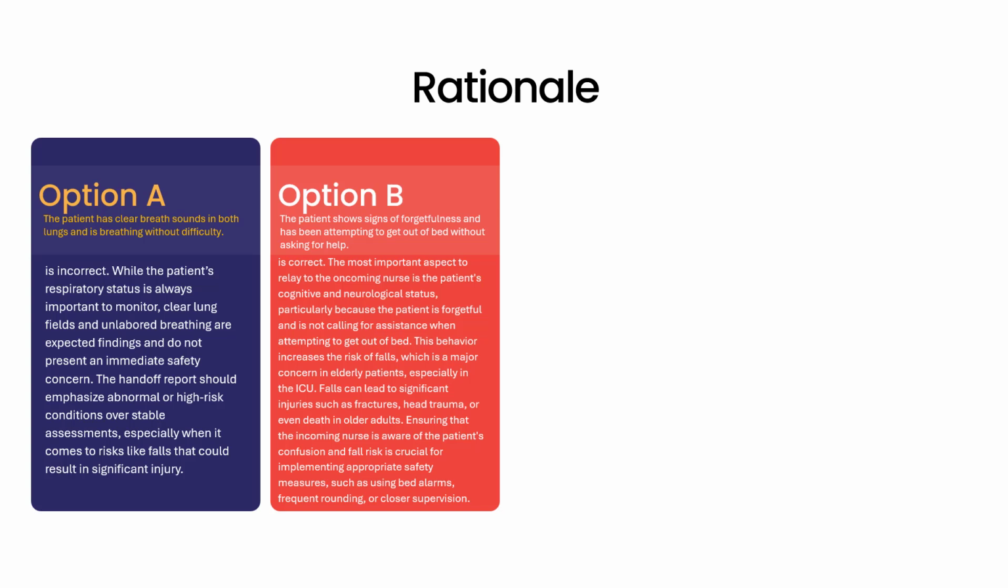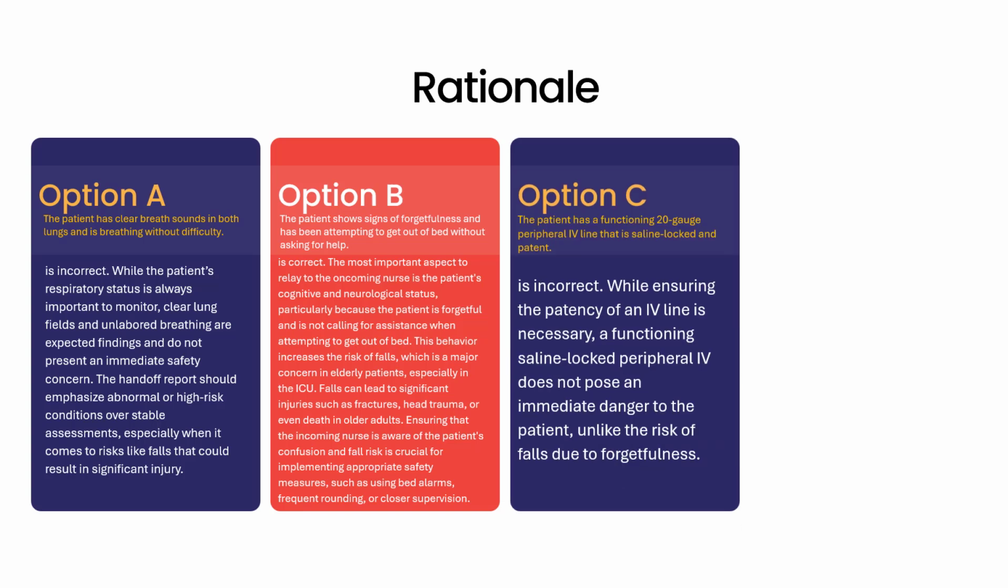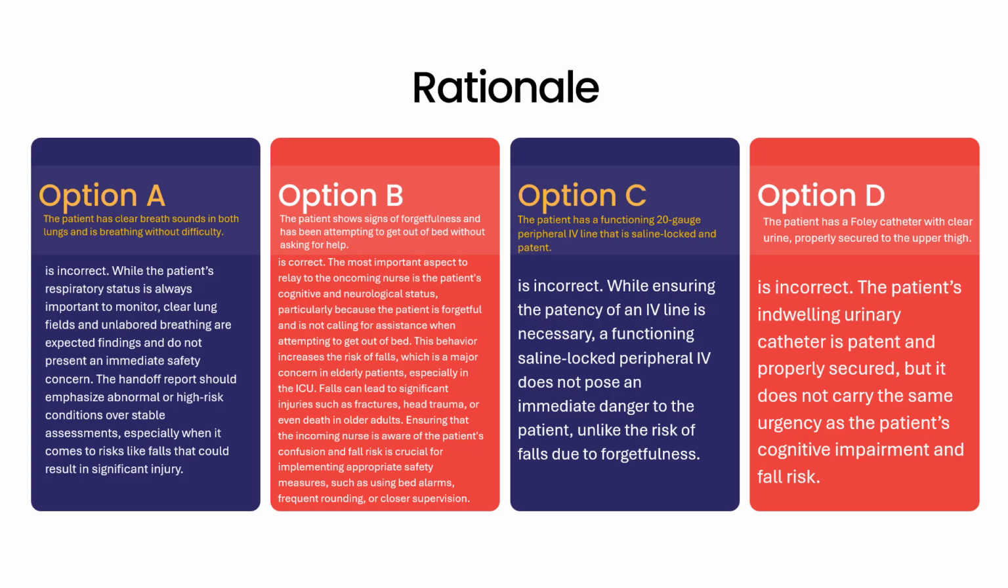The handoff report should emphasize abnormal or high-risk conditions over stable assessments, especially when it comes to risks like falls that could result in significant injury. C is incorrect. While ensuring the patency of an intravenous line is necessary, a functioning saline-locked peripheral intravenous line does not pose an immediate danger to the patient, unlike the risk of falls due to forgetfulness. D is incorrect. The patient's indwelling urinary catheter is patent and properly secured, but it does not carry the same urgency as the patient's cognitive impairment and fall risk.